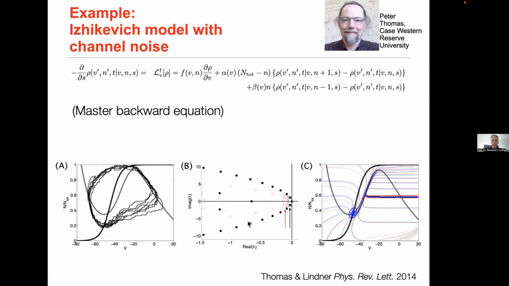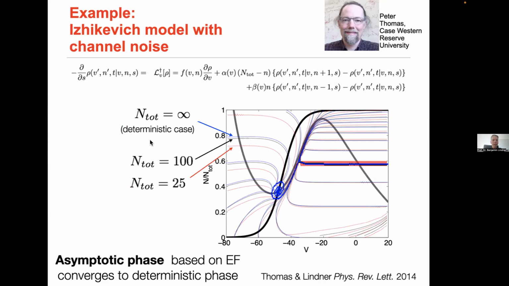Here you see the eigenvalue spectrum, you see the dominating pair of complex eigenvalues. And you see in particular, if you take infinitely many channels, that would be in the scaling here with channel noise, the case of a deterministic oscillator. If you take a large number of channels, the isoclines become very similar to that of the deterministic system. That's only a numerical illustration of what I said before, that this converges to the right phase.